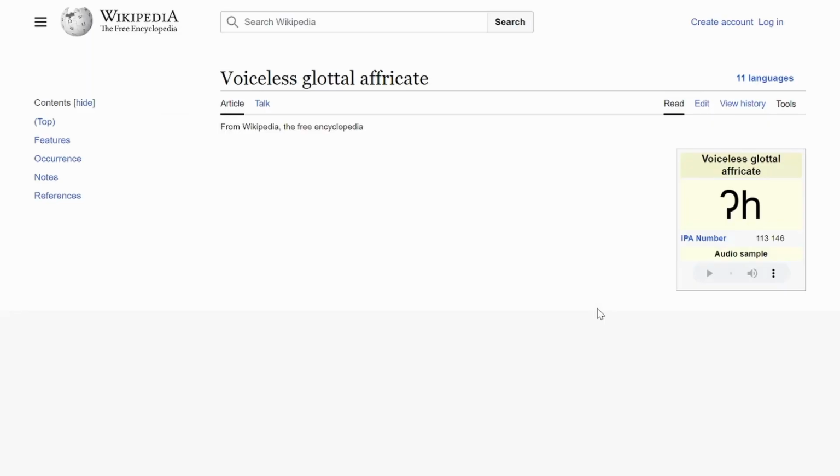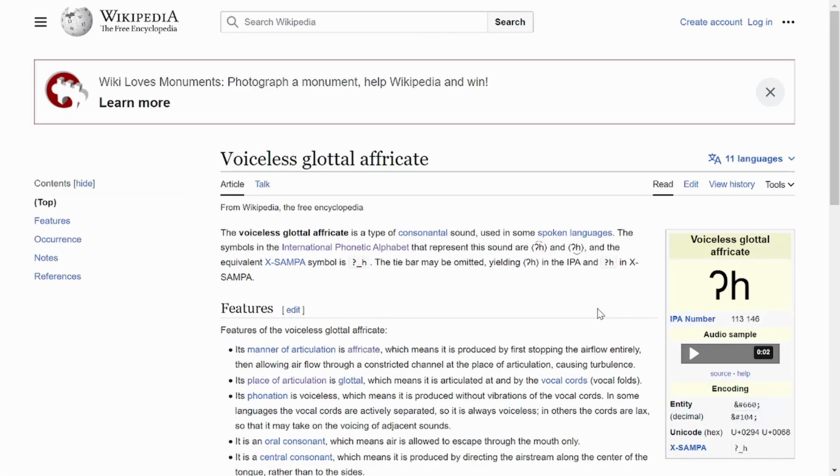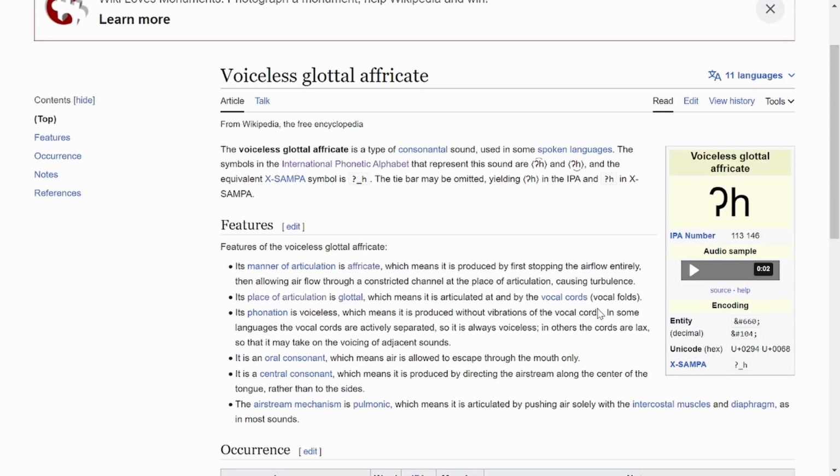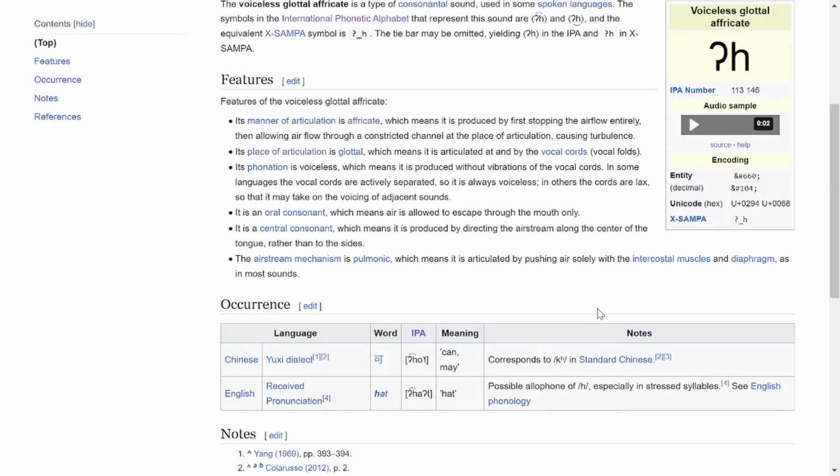I think we're getting a Wikipedia article this time. The glottal affricates. The reason why we don't get a Phoible page for this one, it's going to occur a couple times in the video as well, is because it's not phonemic in any of the languages in the database. The glottal affricate occurs as an allophone in at least two languages, those being English and Mandarin.